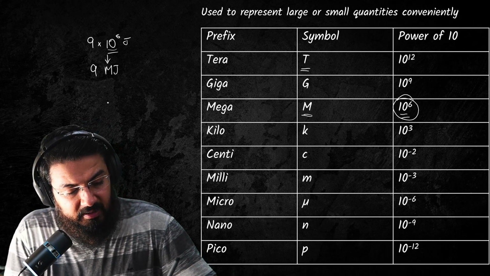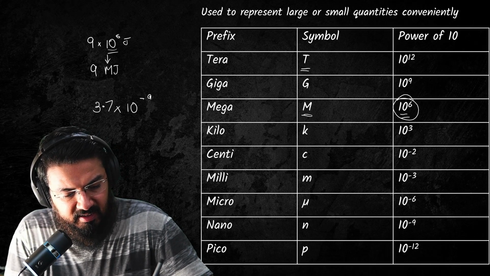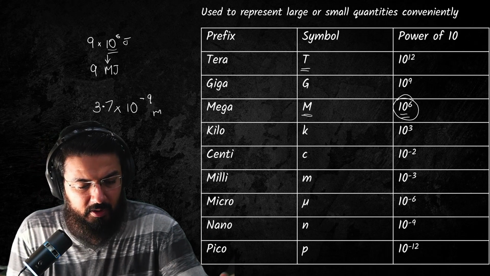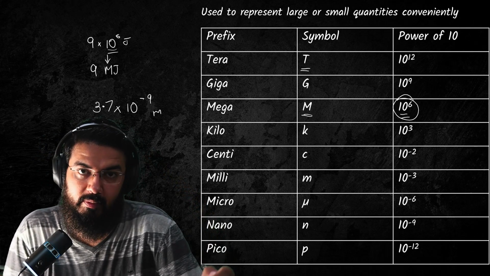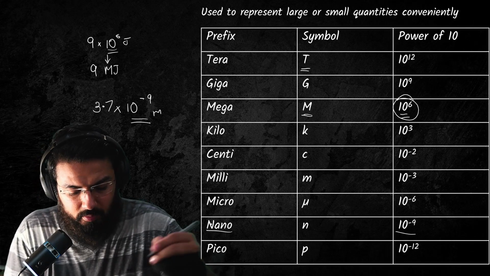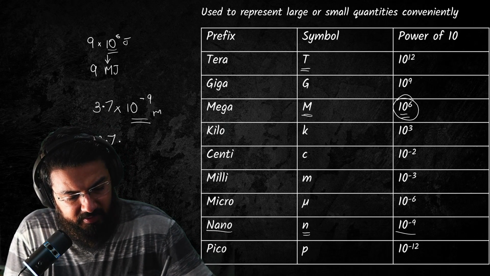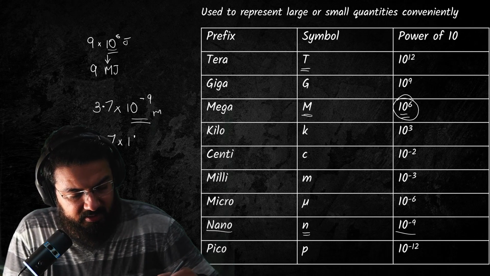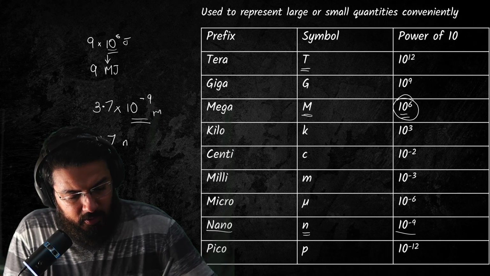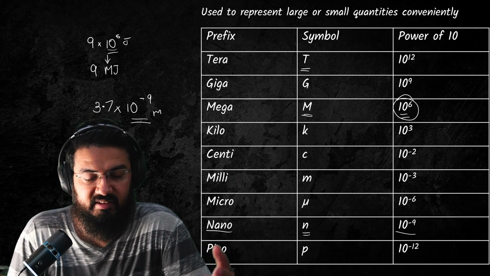telling me that mega means 10 raised power 6. Let's say, for example, if I have 3.7 times 10 raised power minus 9 meters. Now 10 raised power minus 9 can be written as nano, which is the symbol small n. So what am I going to do? Very simple. I'm not going to write the 10 raised power now. I'm saying that this right here is 3.7 nanometers. And the nano automatically means that it's 10 raised power minus 9.